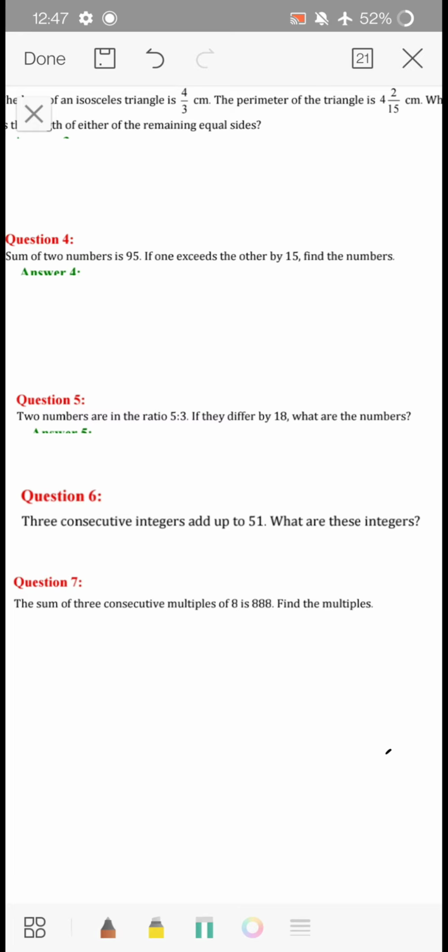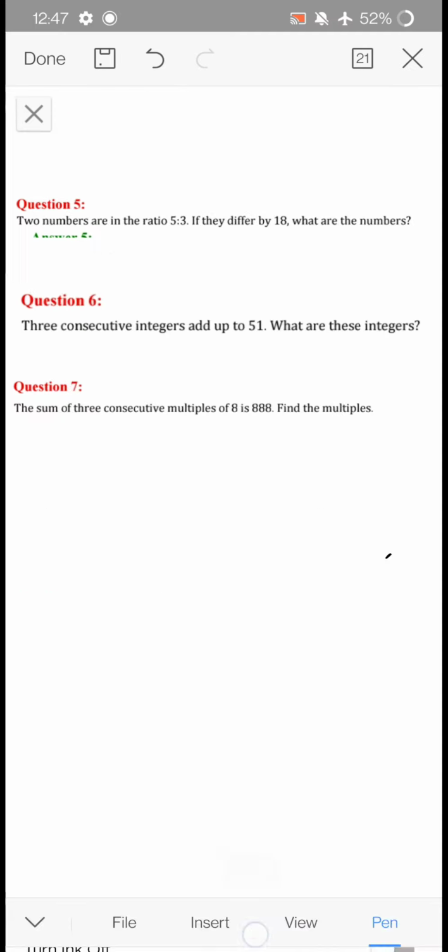In the previous videos we started with exercise 2.2, and from that we have completed 4 sums. Today we will begin with question 5 and question 6. So let's try to understand and solve the question.